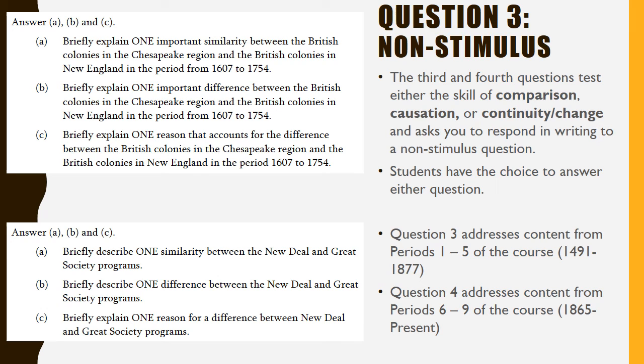Students will get a choice for their third SAQ on the AP exam. They will be presented with two non-stimulus questions from two different time periods. Non-stimulus means there will be no document or excerpt to analyze. Students must use their historical knowledge to respond to the questions. Question 3 will be from periods 1 through 5, and question 4 will be from periods 6 through 9. Students are only required to answer one of these questions.